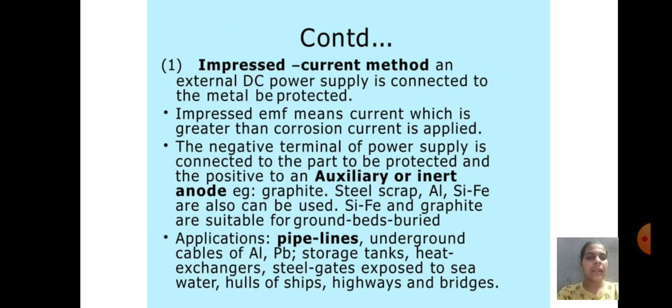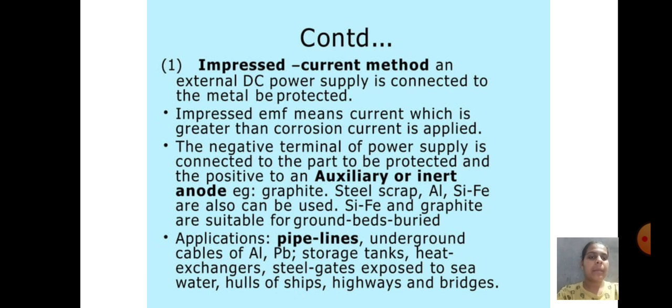Impressed current method. An external DC power supply is connected to the metal to be protected. Impressed EMF means current which is greater than corrosion current is applied. The negative terminal of the power supply is connected to the part to be protected and the positive to an auxiliary or inert anode, for example graphite, steel scrap. The graphite is suitable for ground bed burial.